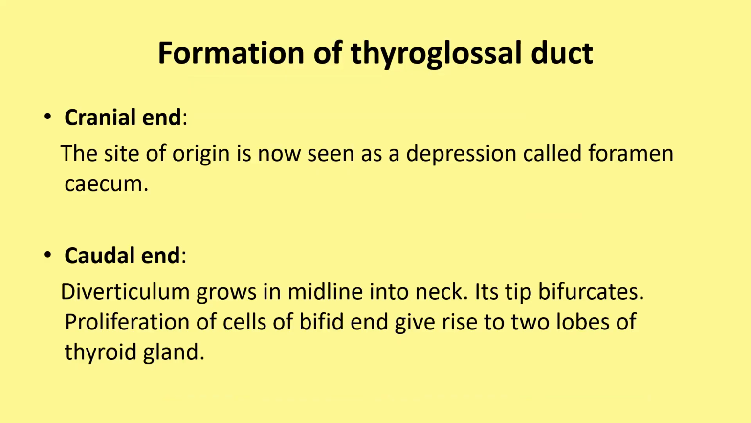At the caudal end, the diverticulum bifurcates. This diverticulum, which is formed by the depression of the thickened endoderm, grows in the neck in the midline, and its tip bifurcates. Proliferation of cells of the bifid end gives rise to the two lobes of the thyroid gland. So we say that the majority of the thyroid gland is formed by the thyroglossal duct.